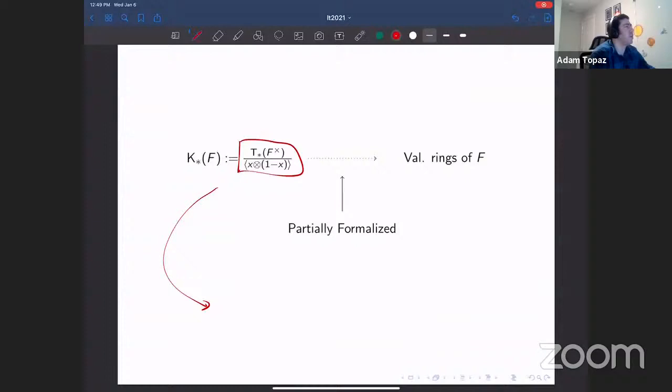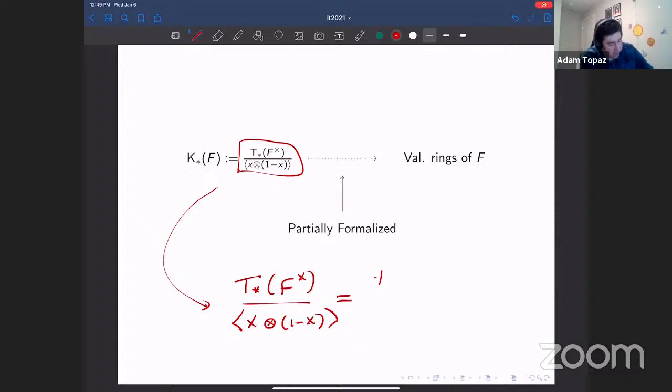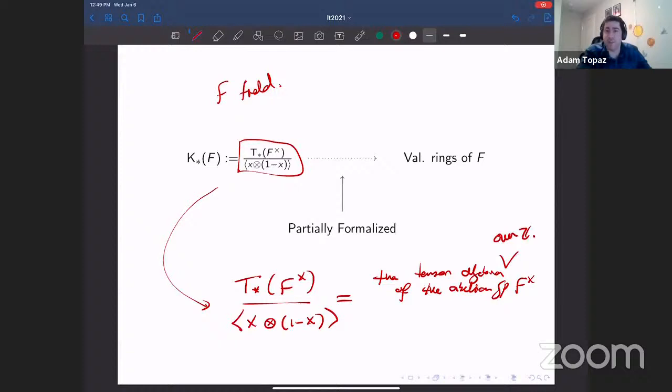So T star is a quotient of the tensor algebra of the abelian group F star, F being a field. So F star is the multiplicative group, as I mentioned earlier. You think of this as an abelian group. And you look at the tensor algebra over Z. So any abelian group is a Z-module. You look at the tensor algebra, and then you mod out by the ideal generated by certain relations. These are the relations of the form x tensor (1 minus x), where the minus here really comes from the negation in the field itself. These are the so-called Steinberg relations.